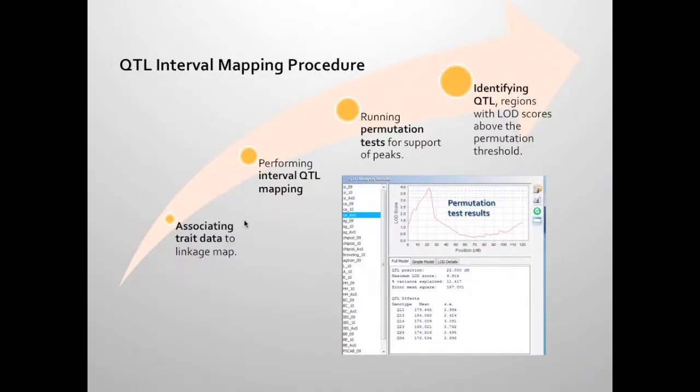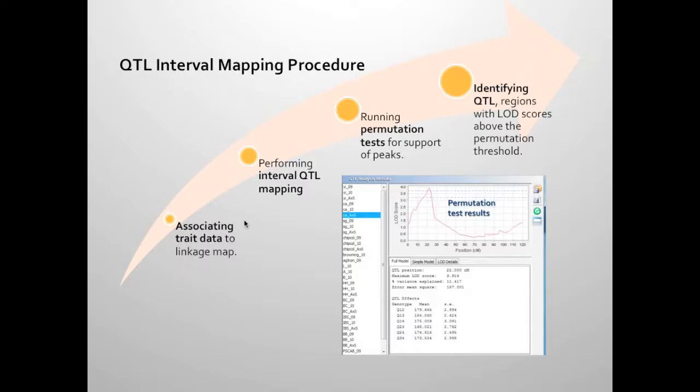Well, the procedure in Tetraploid map is to associate the trait data. It means load your data file that has the phenotypic information in the software. Then perform the QTL mapping in the software. It's just press a button that says QTL.